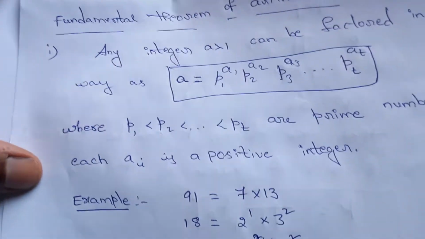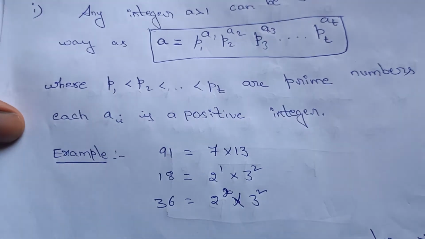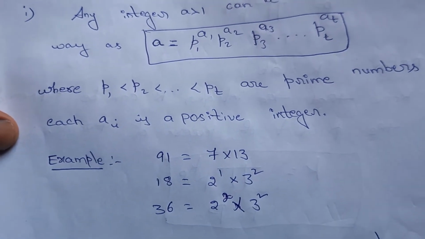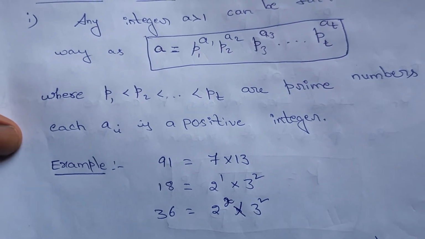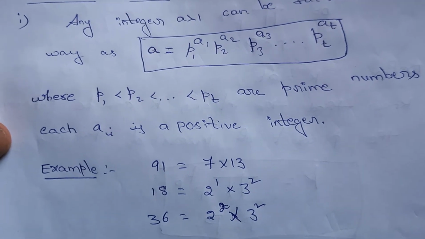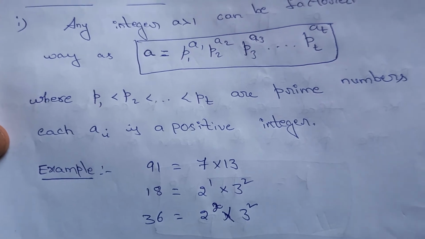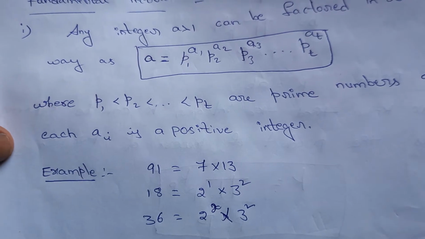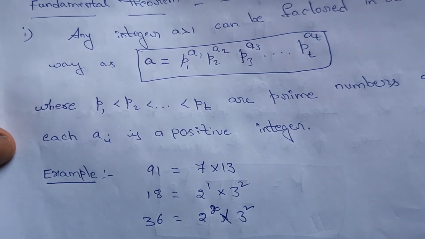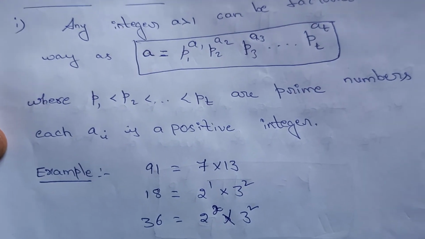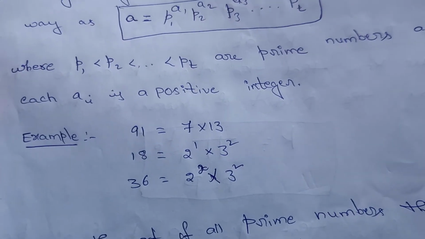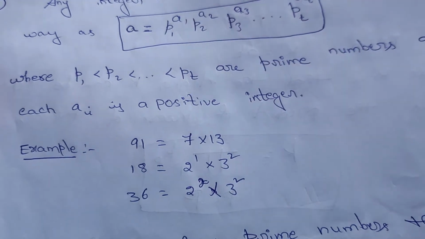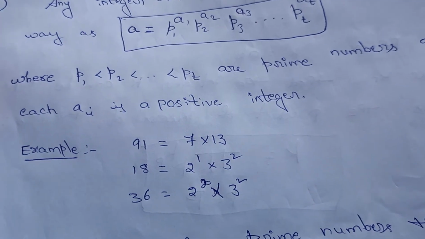Next, take an example, 91. Consider a is 91. How are we getting 91? By multiplying prime numbers: 7 into 13. 7 is a prime number, 13 is a prime number, 7 power 1, 13 power 1. Next, consider one more example, 18. 18 equals 2 power 1 into 3 power 2, where 2 and 3 are the prime numbers.